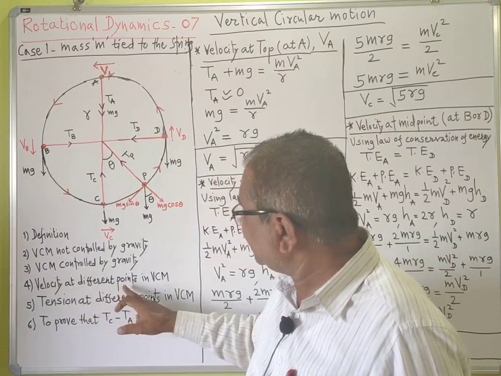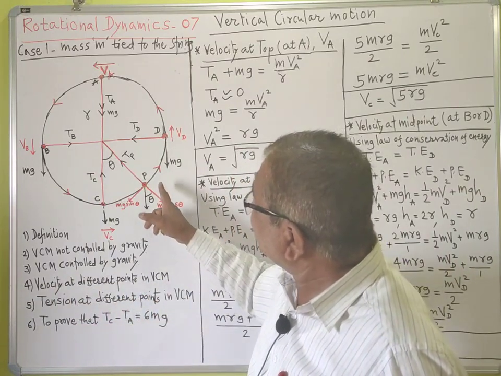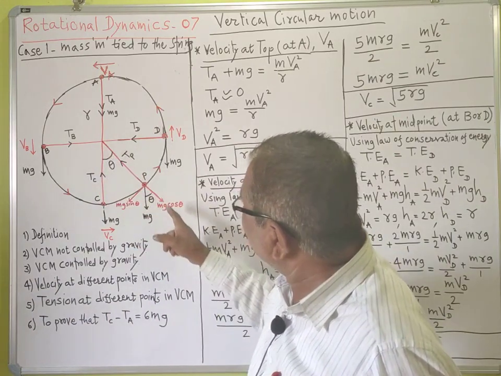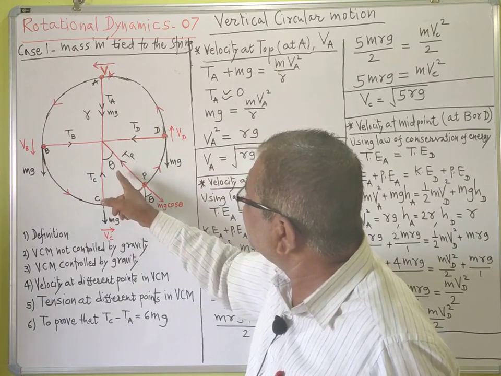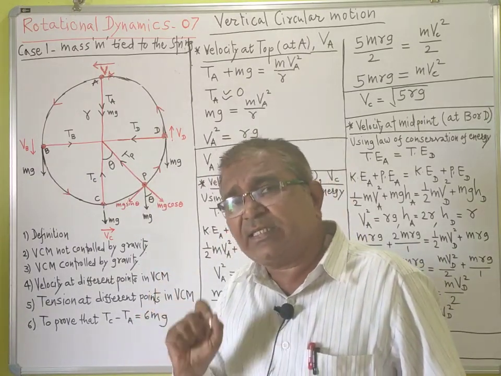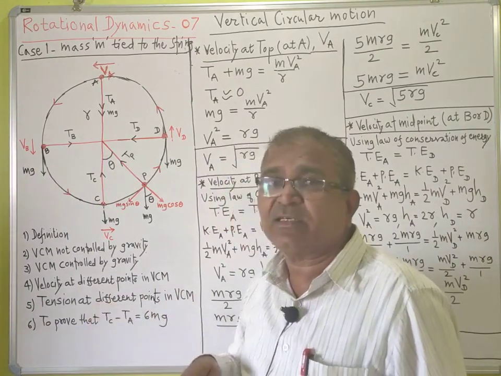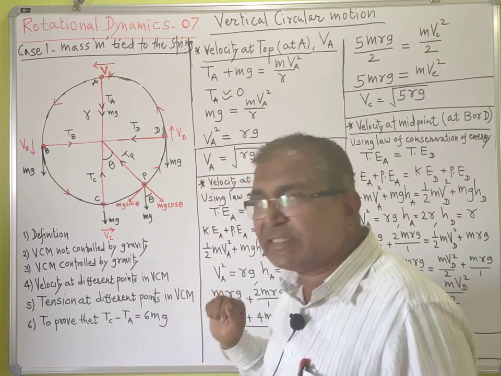Velocity at different points in VCM. So I have not discussed about this. What is mg cos theta, mg sin theta, what is p, what is this angle? That I have not discussed. It is necessary for our next article. That article is tension at different points in VCM.